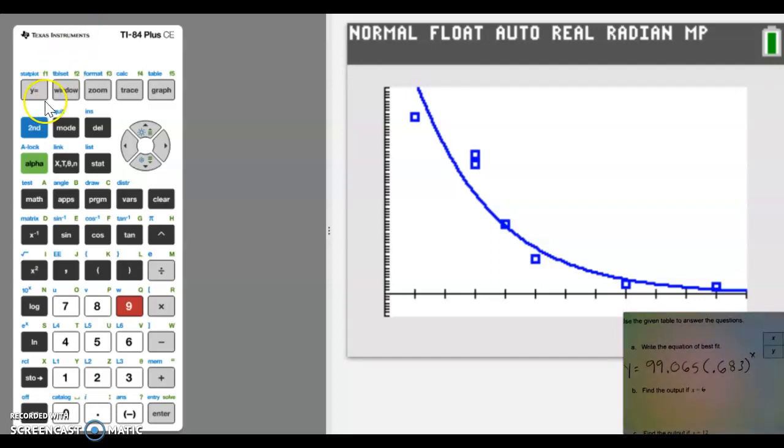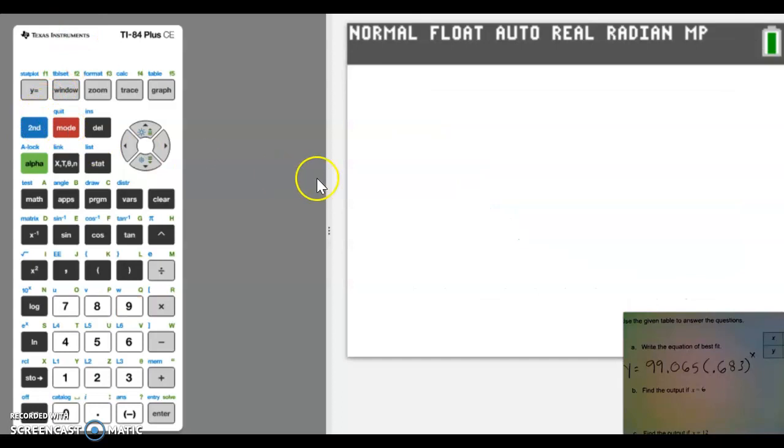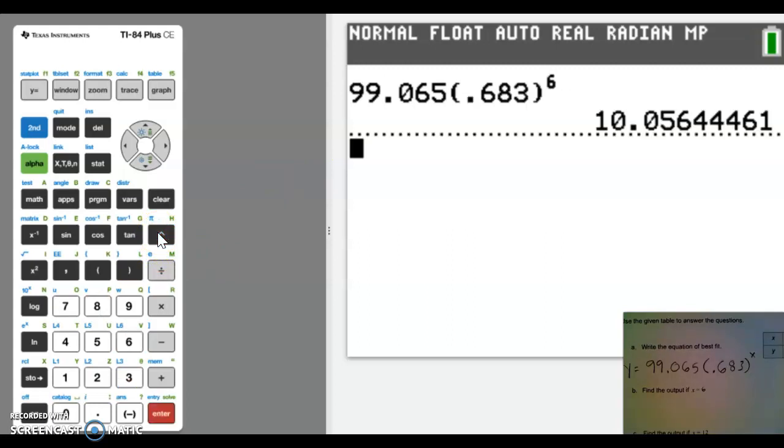So I'm just going to plug in a 6 in for my x here. So I'm going to second quit to get out of the graph there. I'm just going to type in 99.065, parentheses, 0.683, parentheses, raise it to a caret, and I'm just going to raise it to x equals 6 and get my answer. Okay, my answer is, the output is 10.056. And that's all there is to that answer.